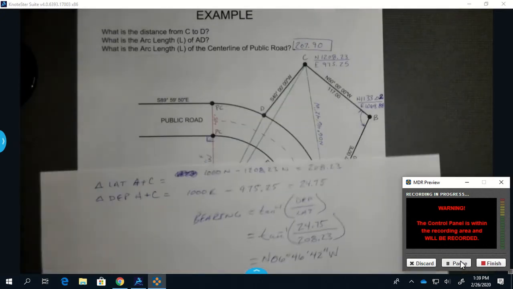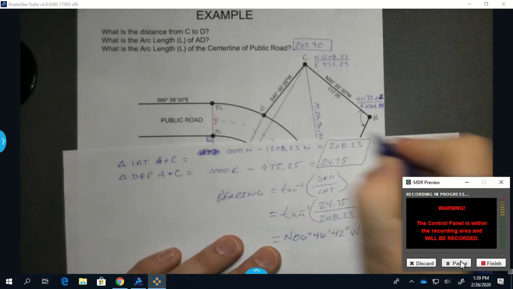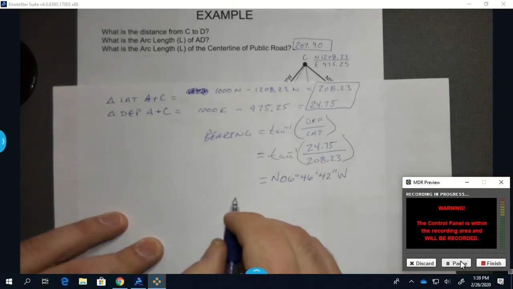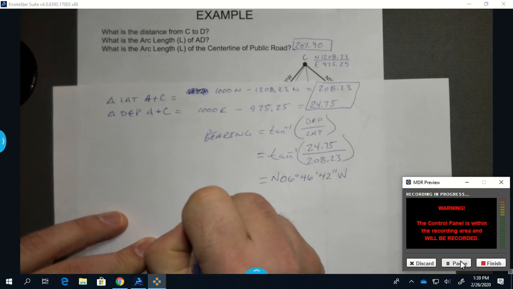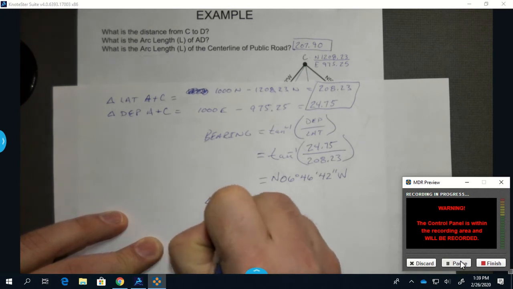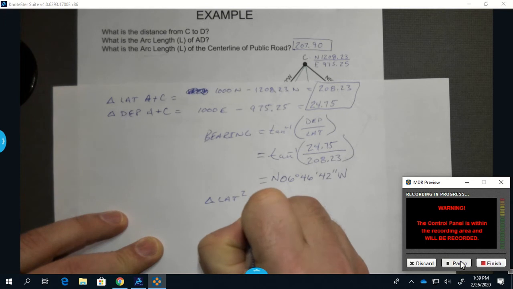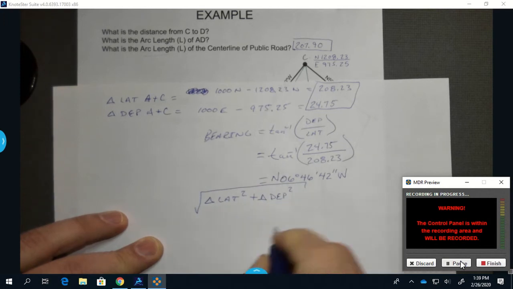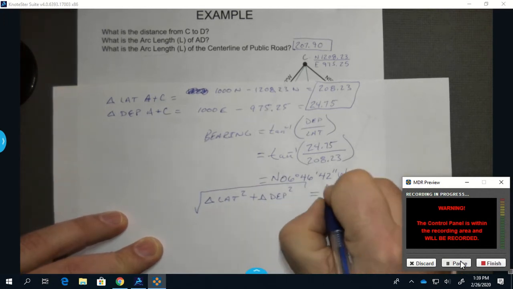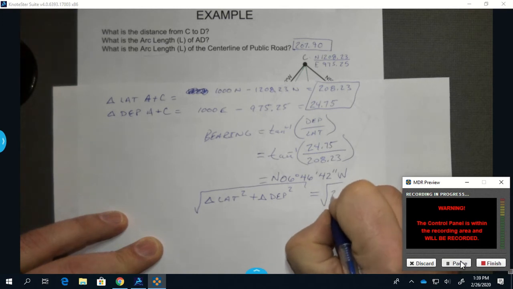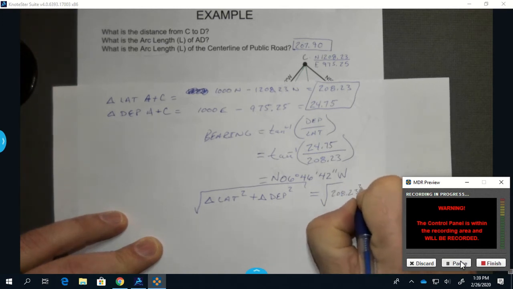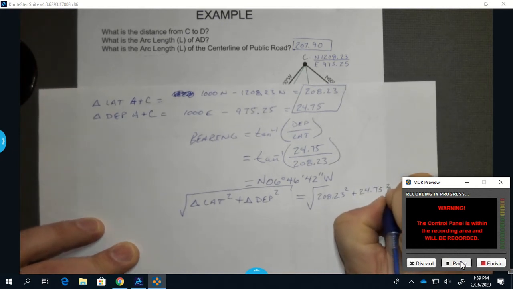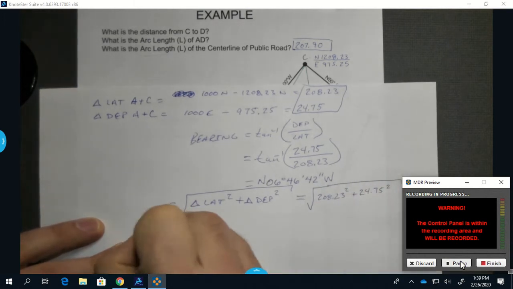All right, so now that we've figured out these values, we can also figure out our distance between those, and that's the Pythagorean Theorem. Okay, so basically all we're going to do is take the change in latitude squared plus the change in departure squared. I'm going to take the square root of that, okay? And that will give us, hopefully, the correct answer. So 208.23 squared plus 24.75 squared. Okay, so this is for the distance.